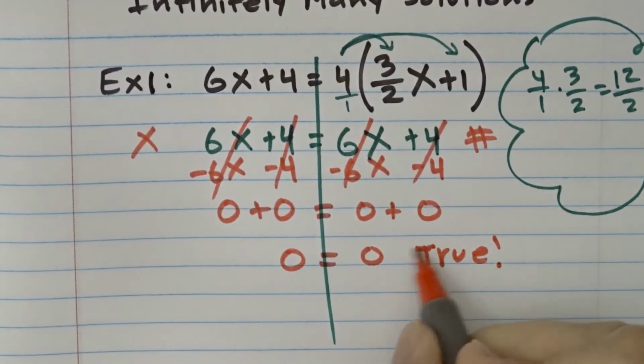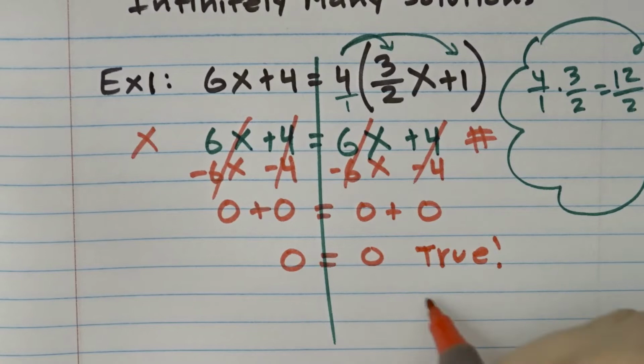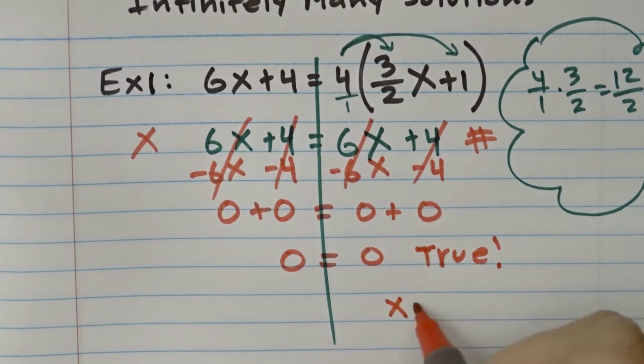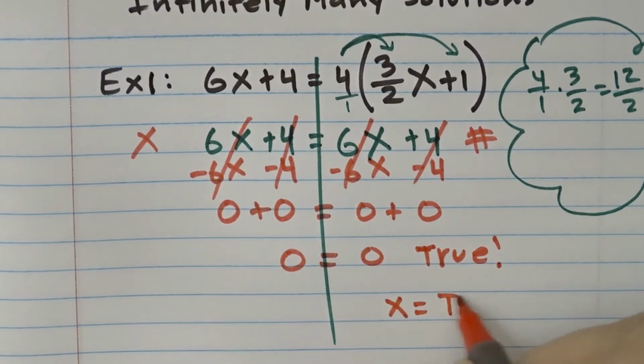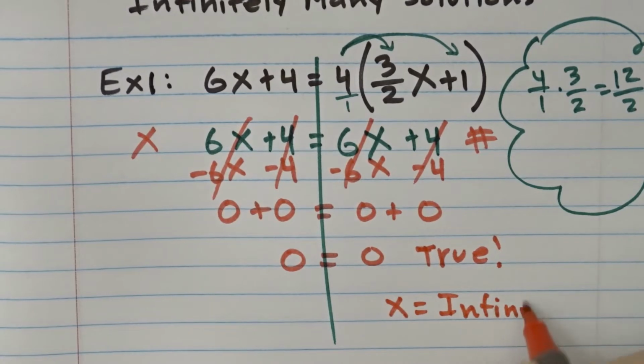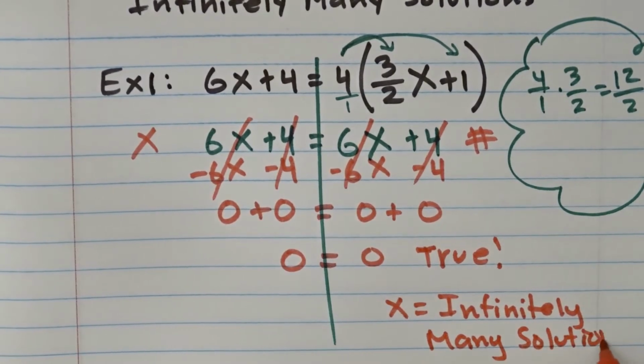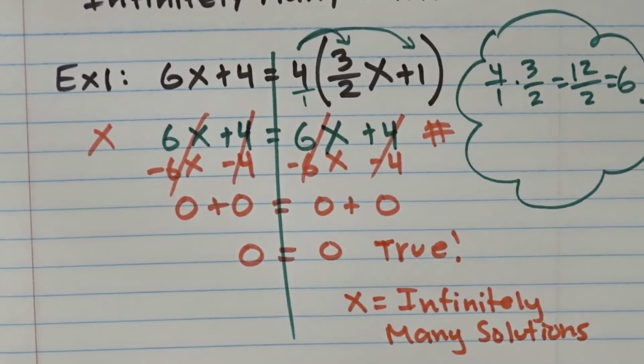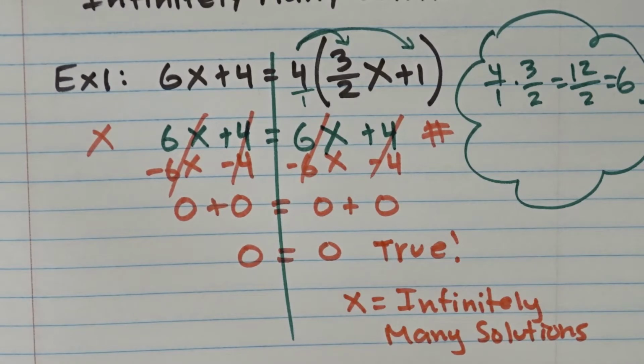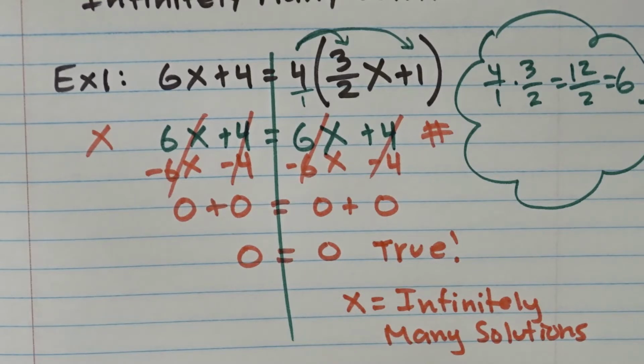And when you have a true statement, that means you have x equal to infinitely many solutions. And that just means that x doesn't equal 1, 2, 3. There's no specific number that x is equal to. It means it can be any number and it will make this equation true.